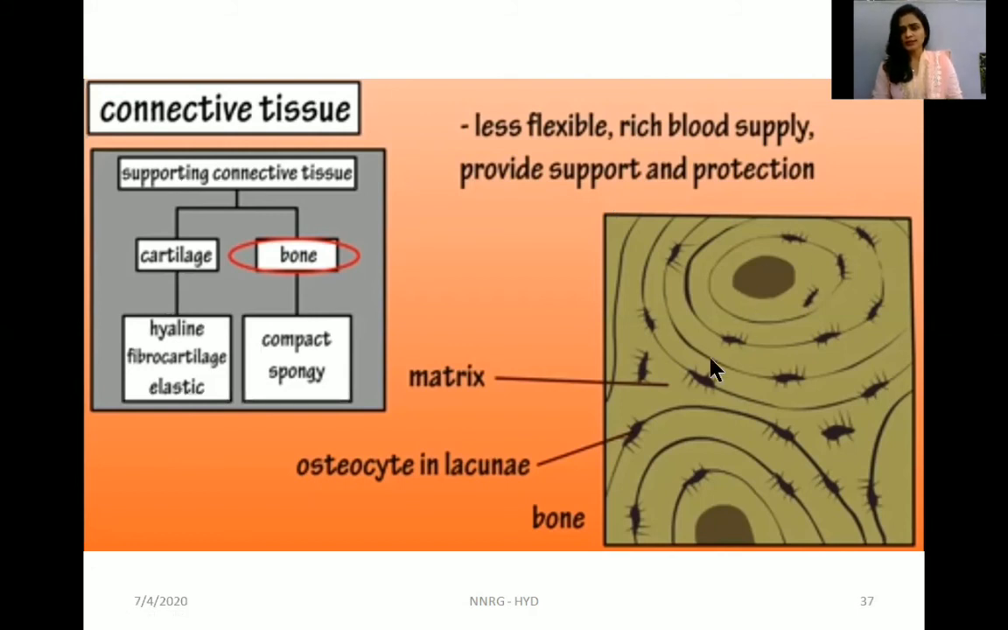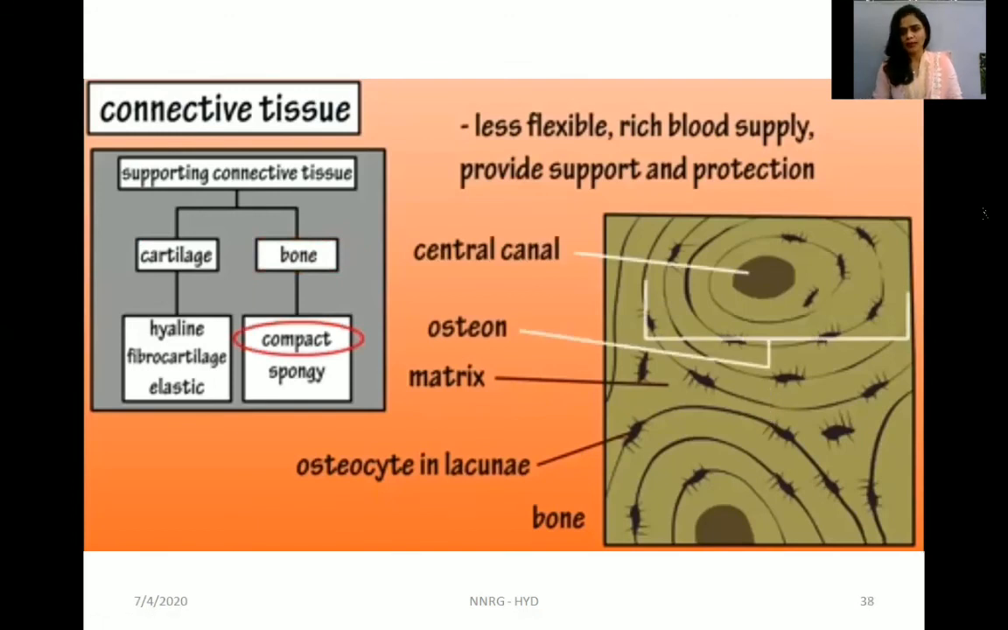So this is the extracellular matrix, and the cells of bone are called osteocytes. These osteocytes occupy the space that is called lacunae. So this is the bone, and in that we will study compact and spongy. This one is the compact bone, in which you have the central canal, which is supplied with nerves and blood vessels. They have got the osteons here, and then the extracellular matrix is present. That is compact bone.